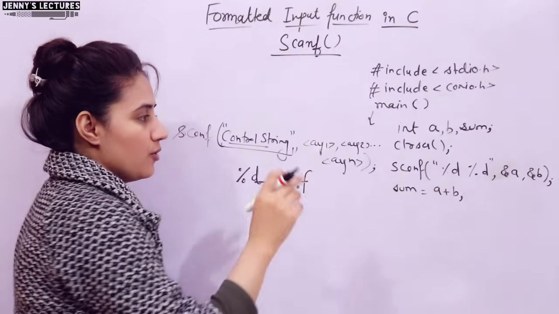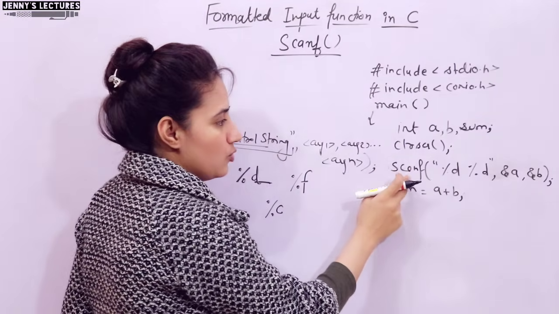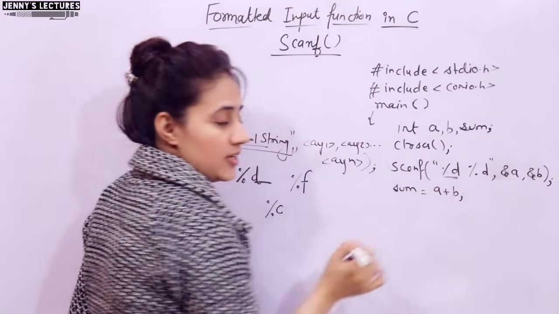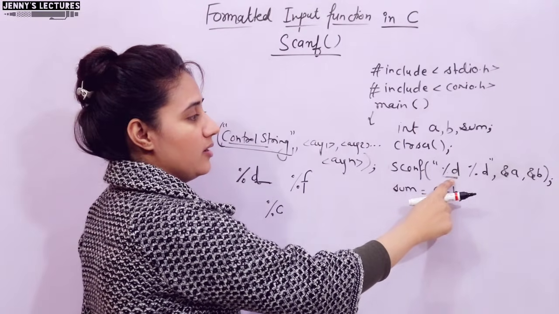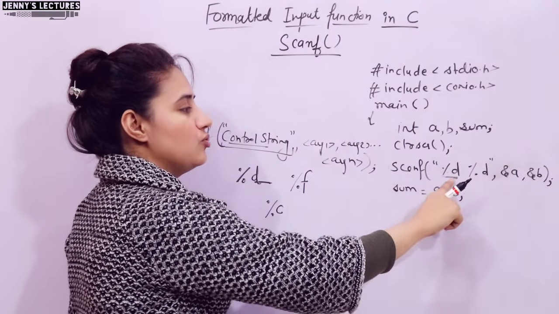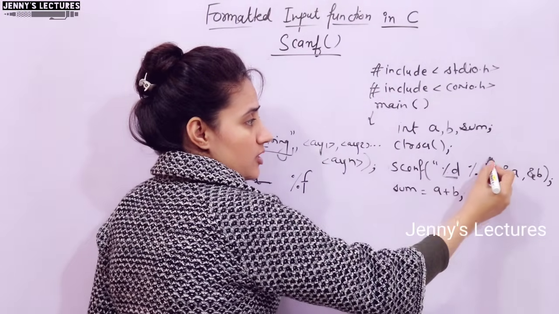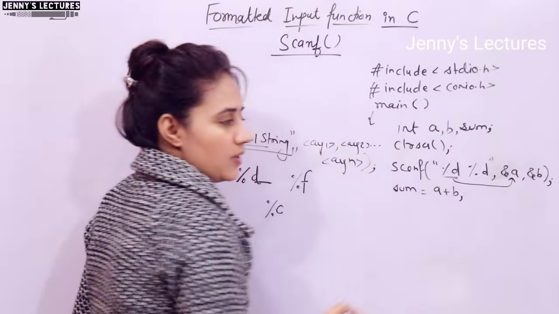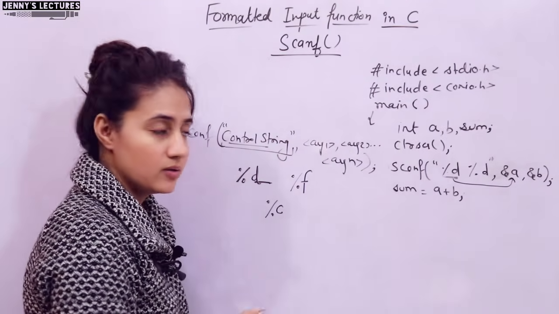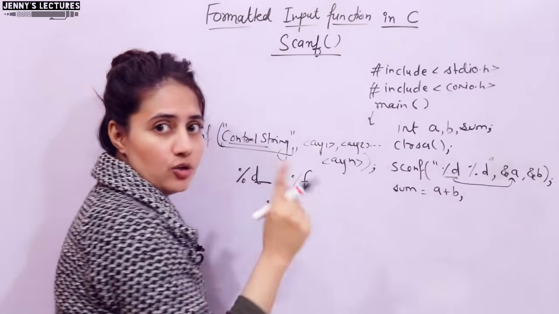Now see, whenever the compiler comes to this line and executes it, first it sees percentage D. According to this format specifier, what does the compiler know? It has to take an integer value. So just after the closing quotation, it will look for that address, that argument. Why are we using this address-of operator?